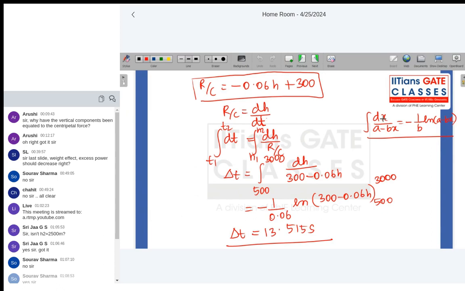Srija is saying something about H2 equal to... No, I have 2500. I have explained that. Okay. So, guys, any other comments? Anything?